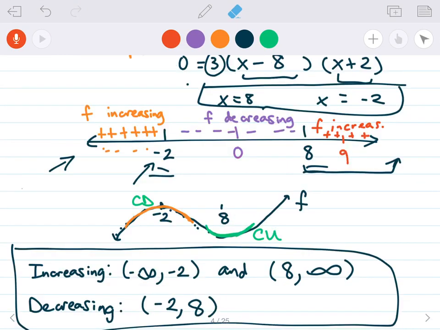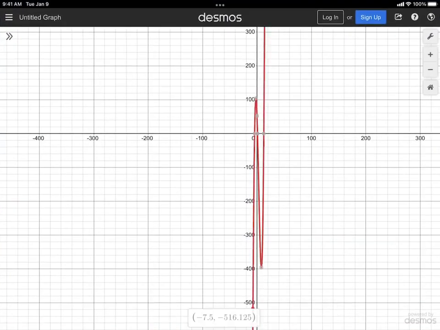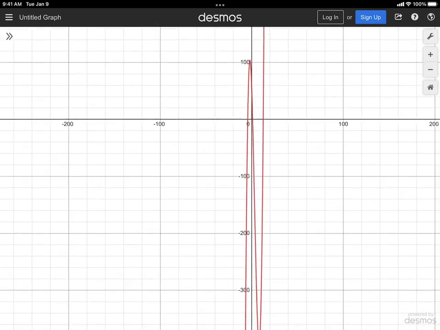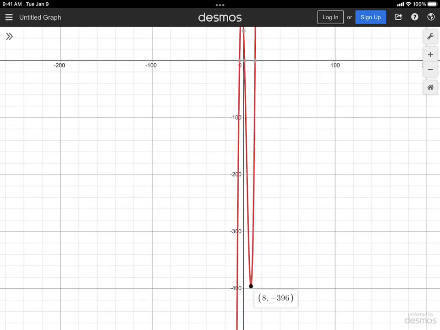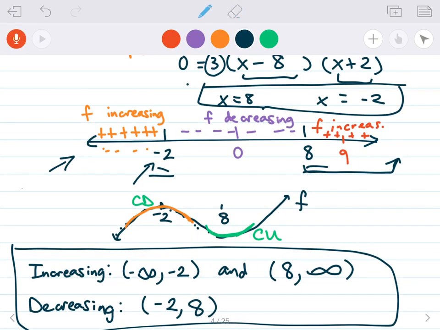It says that the function's increasing up to -2. Let's look at our graph. So yeah, it's increasing from negative infinity all the way up to -2, which we can see right here is the peak. And then it starts decreasing from -2 to +8. And then it starts increasing again. And that's exactly what we got here. So looks good.